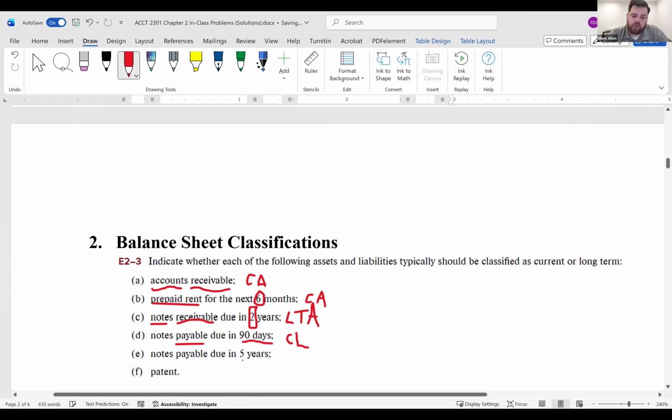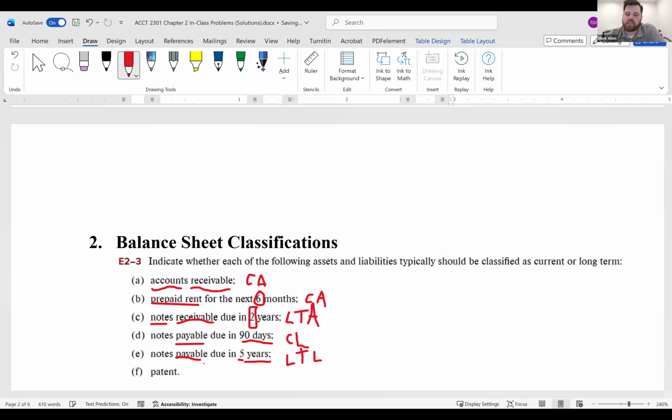Next, we see notes payable due in 5 years. So once again, we see the keyword telling us we've got a liability, which is payable. And we see the term here, 5 years. This is a long-term liability.